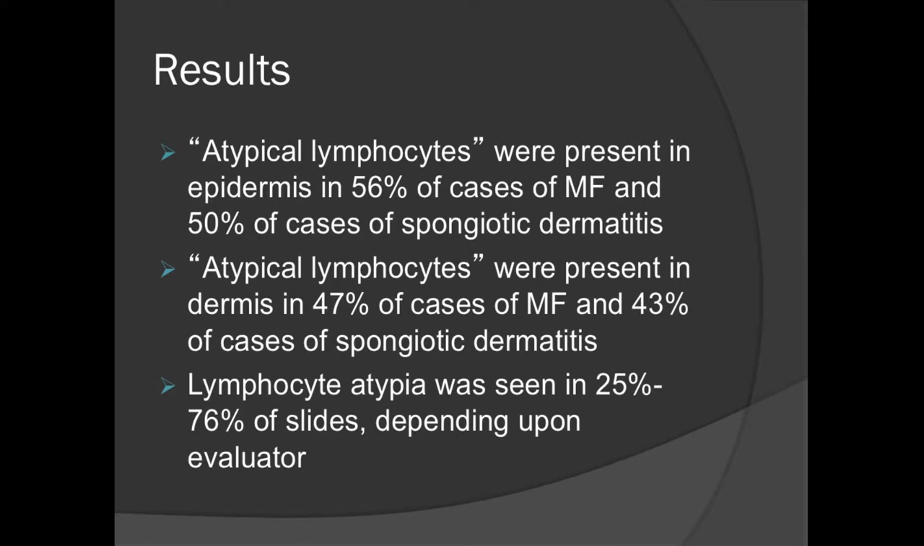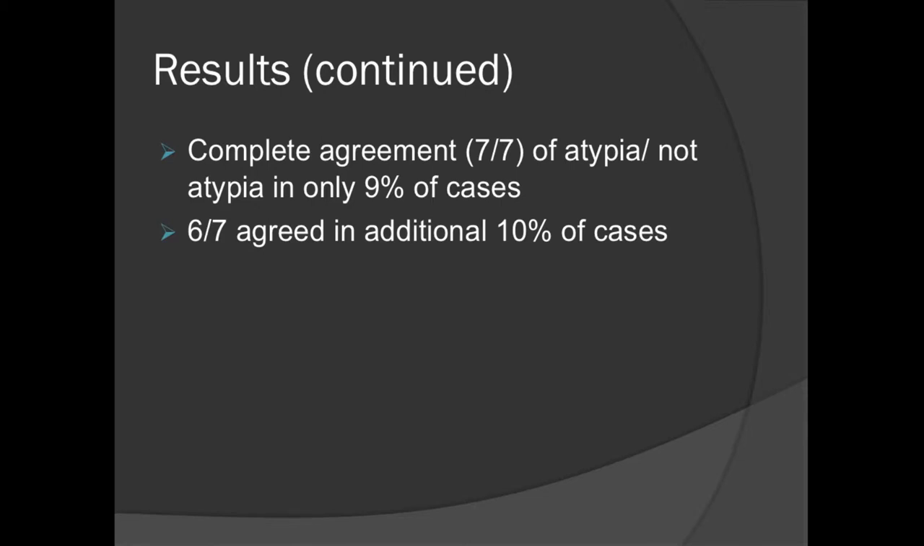Atypical lymphocytes were present in about half the cases of MF and about half the cases of spongiotic dermatitis in the epidermis. Well, the dermis is different. It was seen in about half the cases of MF and half the cases of spongiotic dermatitis in the dermis. When you looked at the individual observer, atypia went from 25% of the slides to 75% of the slides. Seven of the seven observers agreed in 9% of the cases. Holy smokes, what are we doing? In six out of seven of the cases, we got another 10%.